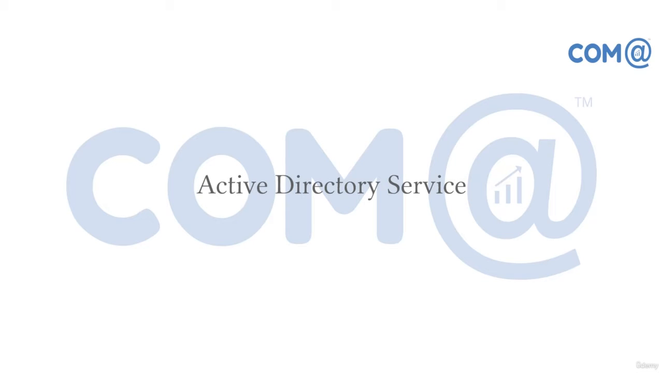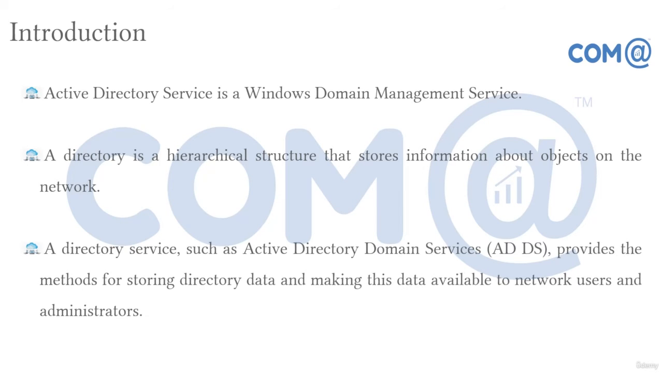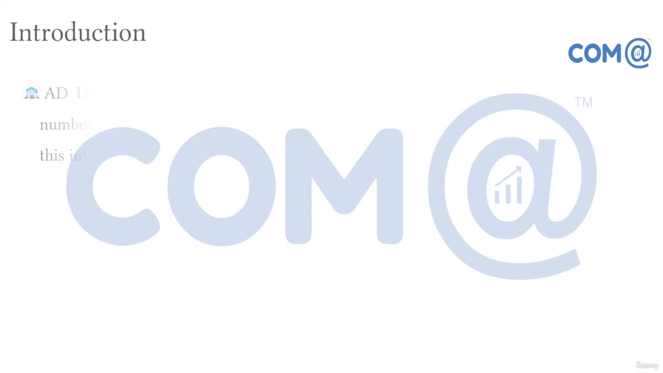Welcome back. So in this video, we'll be discussing the overview of Active Directory service. Generally, Active Directory service is a Windows domain management service, and the directory service is a hierarchical structure that stores the information about the objects on the network. And also the Active Directory service, such as Active Directory Domain Service, provides the method of storing the data and making this data available to the network users and the administrators.